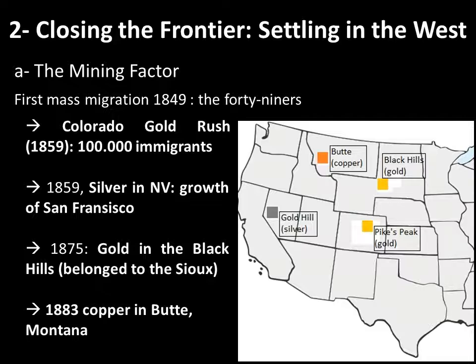So you can see that on this map, it's happening everywhere: Colorado, Dakota, Montana, Nevada, and even the northern area of California, finding gold or silver or copper. And that helped the conquest of the West and the industrialization of the West.